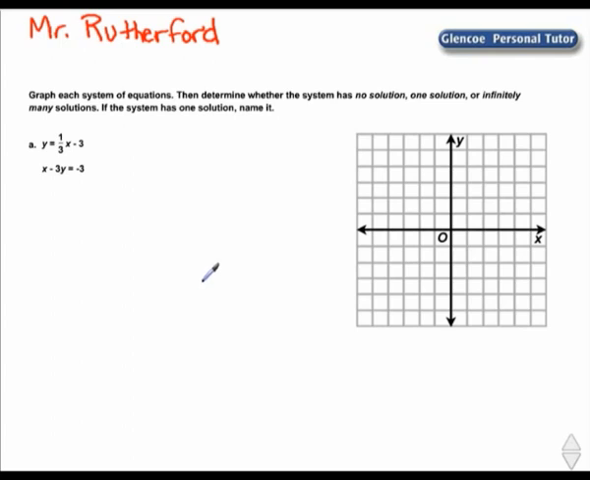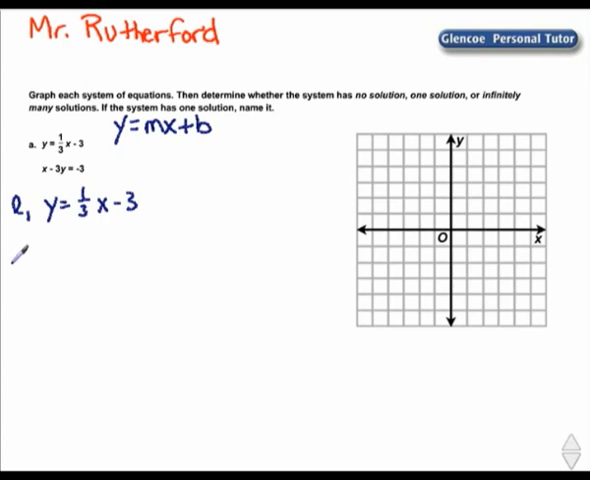Our first step in this problem is to rewrite these two equations into slope-intercept form, which is y equals mx plus b. Now we notice that this first one here is already in slope-intercept form. So I'll write this as our line 1, y equals 1/3 x minus 3. So this line has a slope of 1/3 and a y-intercept of -3.